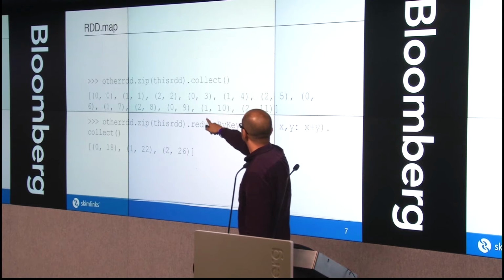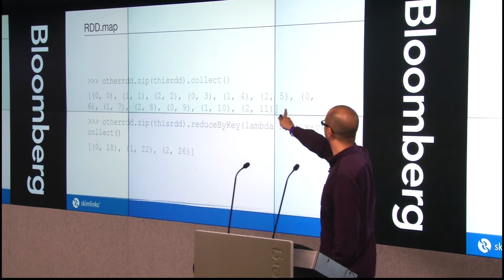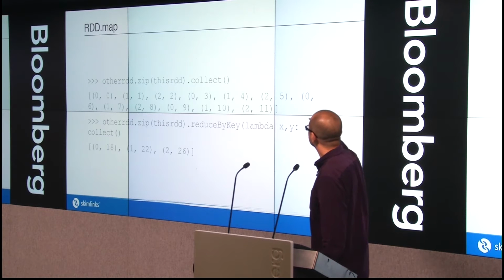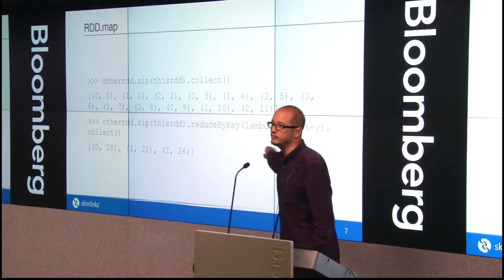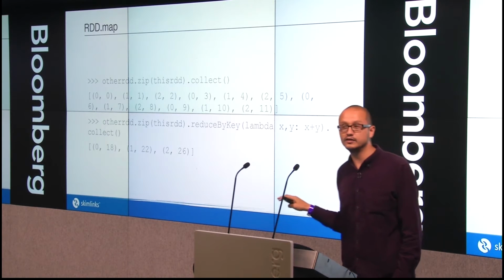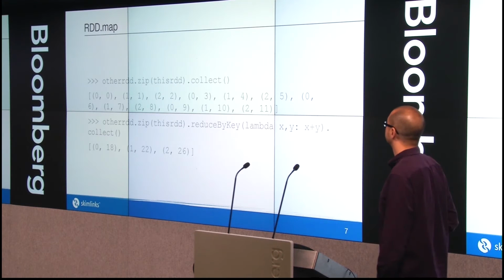I've got the 0 keys. The values for the 0 key are 0, 3, 6, 9, and that adds up to 18. And the same thing for 1 and 2, which adds up to 6. And really, once you understand those two things, you can do nearly everything that you need to in Spark.